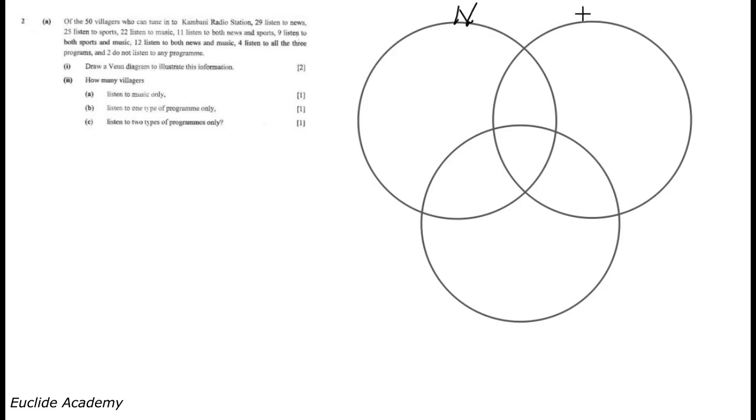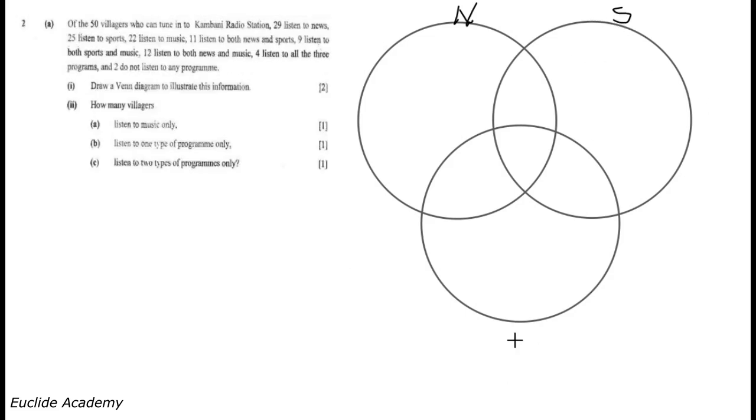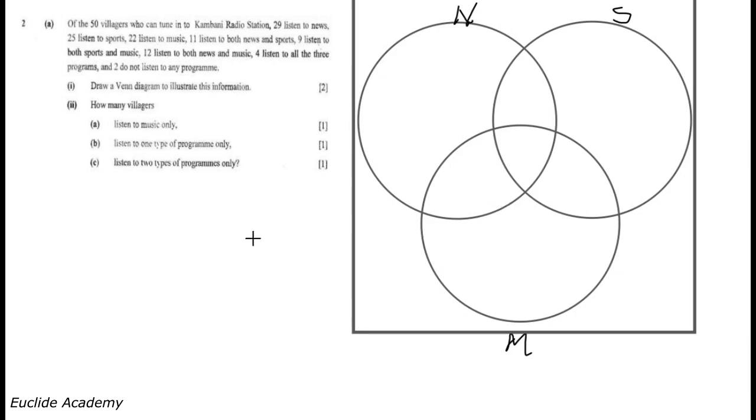So we've got one for news, and the other one we're going to say is for sports, like that. And then the one here we're going to say is for those who listen to music. So this is the first step. This is what you do. You construct these 3 circles here, and then we have the one which represents the universal set, where you put a rectangular shape around this, or a square shape, whatever it is. So this will represent the universal set, this is set N, set S, and this is set M.